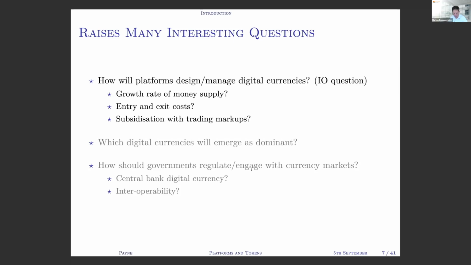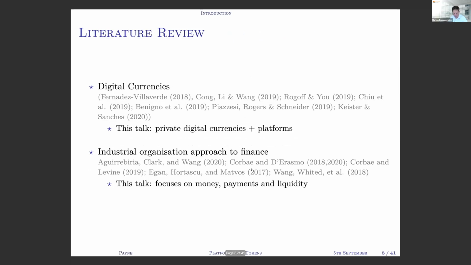Okay, so that's sort of the roadmap for what we're going to think about. If you're interested in digital currencies, just a few quick references. There's been a wave of recent papers, and I think a lot of them focus particularly recently on this central bank digital currency question, particularly Keister's paper and Piazzesi's recent paper. We're really focused here on private digital currencies, and we want to think about them with platforms. So I think that's somewhat different to what they've been doing.